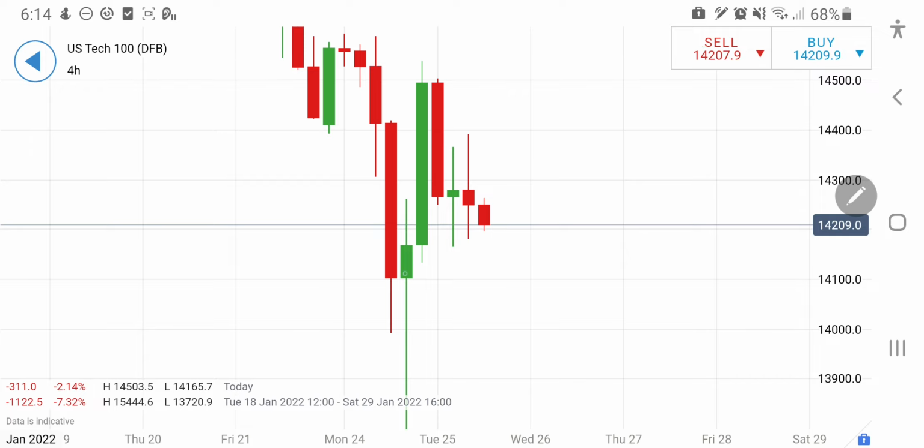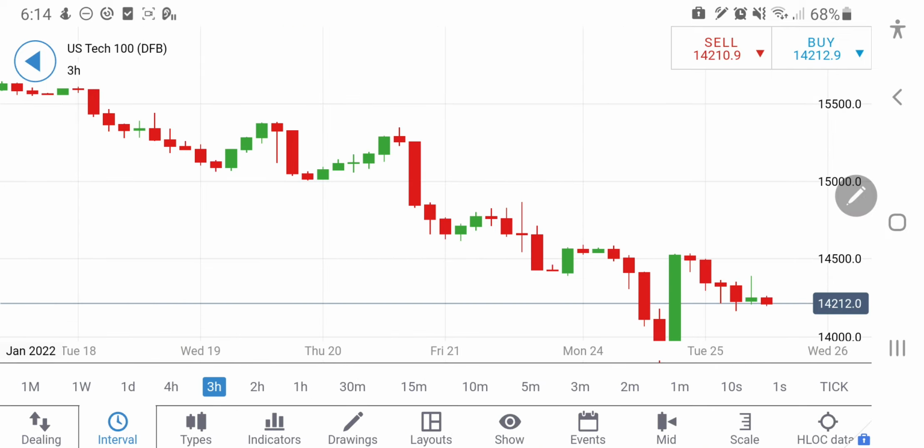So you can see another observation here that it is trying to get a support here, breaking this zone at 14150, 14180, probably you can expect a stronger drop. So this is on the 4-hour charts. Now let's have a look at the 3-hour charts.